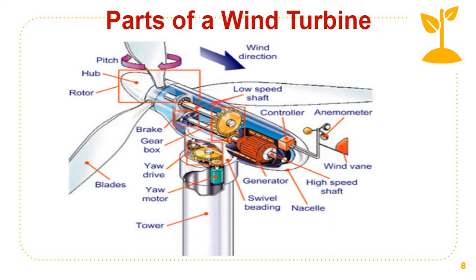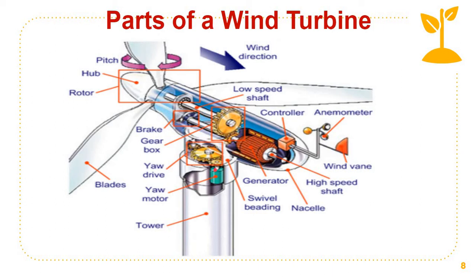When the rotor blades rotate, this shaft, called the low speed shaft, rotates. The low speed shaft is connected to a gear mechanism. The gear mechanism converts low speed to high speed. So on this side the speed will be high, and this high speed part is connected to an induction generator, which produces 3-phase AC.